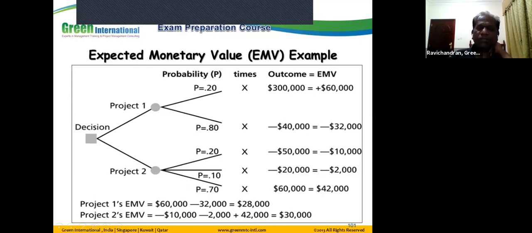Project 2 has three risks. First risk has 20% probability, 50,000 negative impact. Second has 10% probability, 20,000 negative impact. Third risk has 70% probability, 60,000 positive impact. So we calculate the EMV value for these three, add up together, we're getting 30,000 positive. So which project will you choose? Naturally, if it is a positive risk, whichever positive value is higher, we choose, because we are looking for the highest benefit.